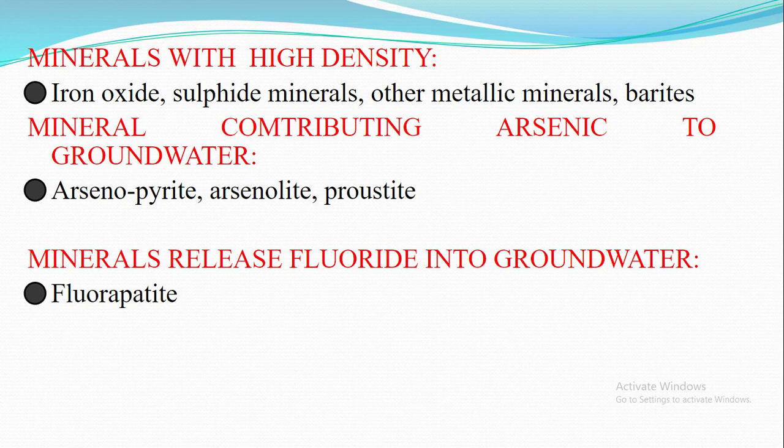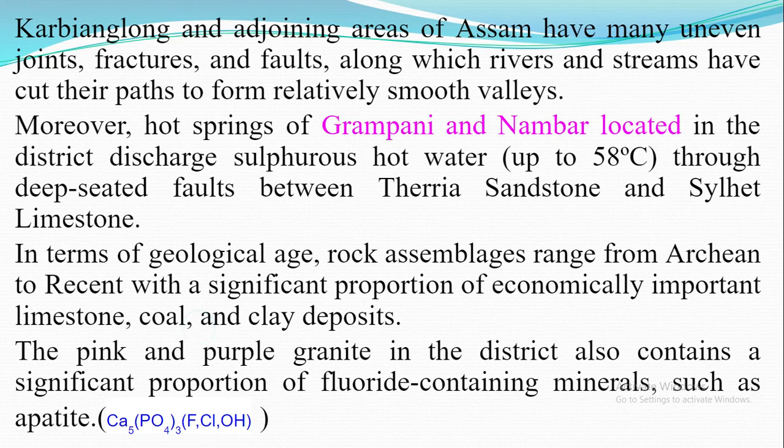Now in this Karbi Anglong district, you have granitic rock which consists of apatite. This apatite leaches the fluoride for many years, and now this groundwater is enriched in fluoride, and this fluoride causes fluorosis. So if I put a certain point: Karbi Anglong and adjoining areas of Assam have many uneven joints, fractures and faults, along which rivers and streams have cut their path to form relatively smooth valleys. That means in Karbi Anglong, this hilly terrain is subjected to many fractures and faults. Along these fractures and faults, the streams and rivers follow their path. That means the rivers and streams are flowing along the faults or fractures.